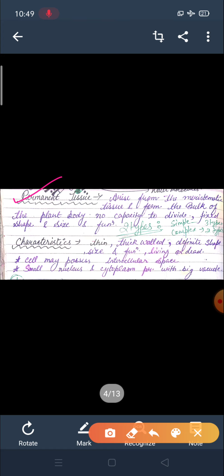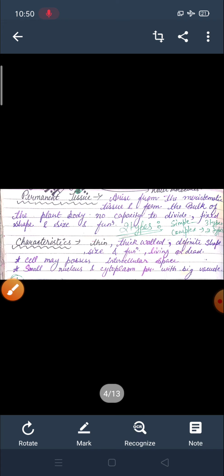If we talk about the types of permanent tissue, then there are two types of permanent tissues. Number one, simple, and number two, complex. If we further divide these permanent tissues, the simple category is of the following three types, and complex are of two types.